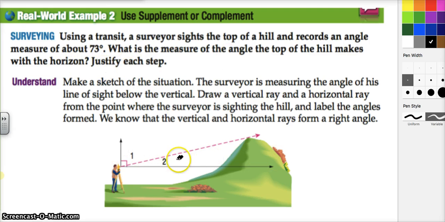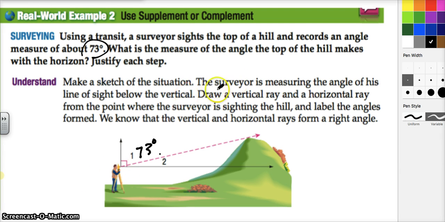And so we know horizon is this way. Here's the top of the hill. And then they want us to also justify each step. So the top of the hill is here. When the surveyor figures out the angle, it would be here. And this took me a little bit of time to realize that we were talking about the angle that the hill makes with the vertical axis. This is not something that I would have thought about naturally.